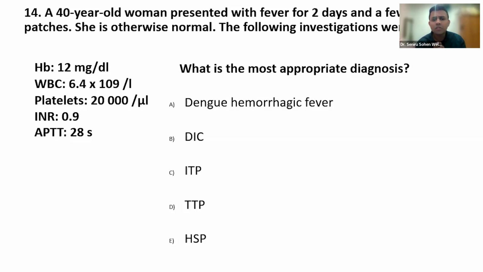I would say out of all the options, the reliable options would be things like C and E. Dengue also can be considered, but out of all this, in a relatively well patient who is 40 years old with fever for 2 days and a few ecchymotic patches, we would go for a patient having ITP, that is C.